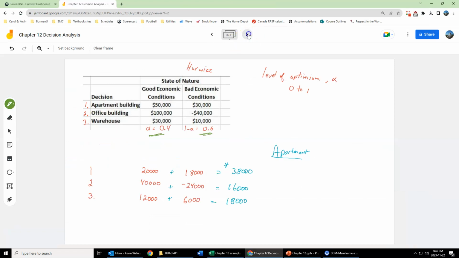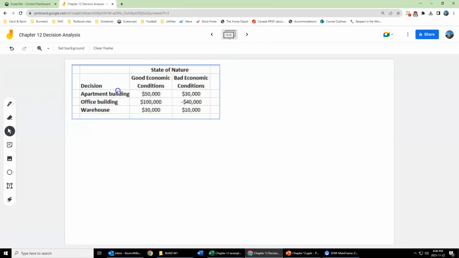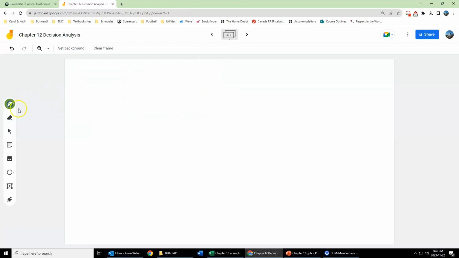Let's go back in here. Let's get to an empty slide here. Let's discuss and determine how we actually determine the sensitivity analysis for that level of alpha, for that coefficient of optimism. So basically, we want to calculate alpha to determine that point at which we are indifferent.